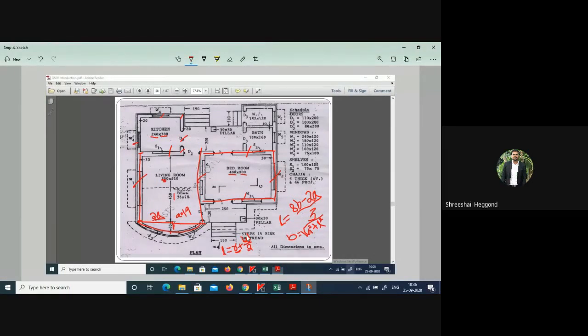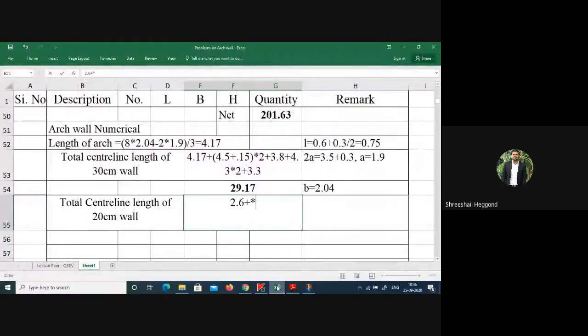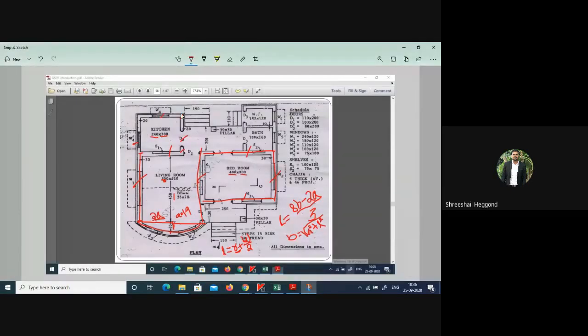Therefore, it will be 3.25 center to center. You can write 2 into 3.25. This side is a 20 centimeter wall and this side a 30 centimeter wall. Therefore, it has to be 3 plus one side 0.1, one side 0.15. That will be 3.25. There are two of the same walls, therefore it will be multiplied by 2.